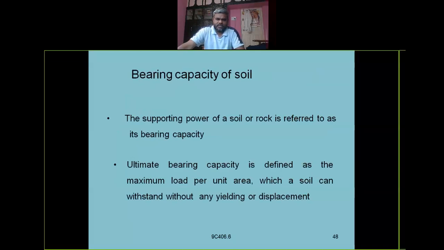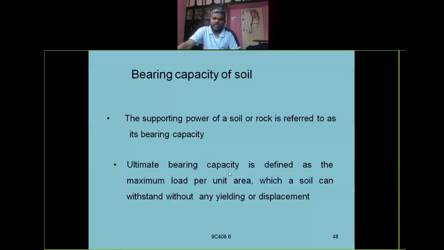And the next, bearing capacity. The supporting power of a soil or rock is referred to as bearing capacity. So this is the main value, based on which we will go for the structure. Based on the loads that we have calculated as per the structure occupancy, we compare with the bearing capacity of the soil. If it is within the permissible limit, then we will go to construction, right?